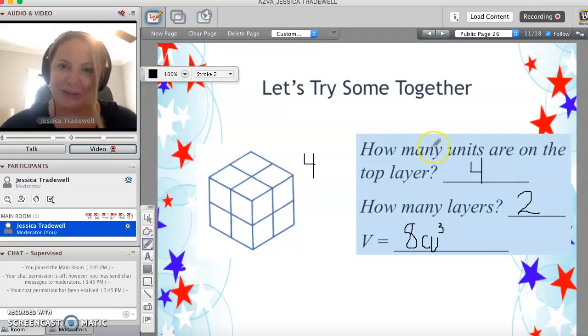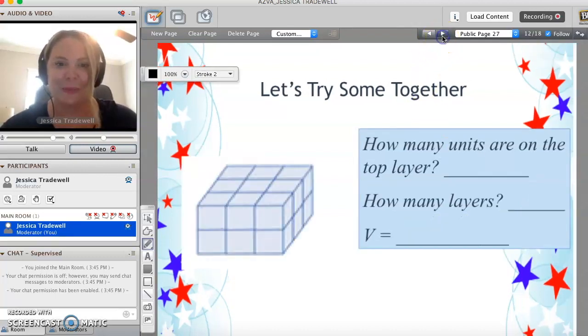All right, let's move to a little bit of a harder one. Take a look at this one. How many units are on the top layer? Go ahead and write this one and see if you can solve this one by yourself on your whiteboard. I'm going to give you a quick sec.